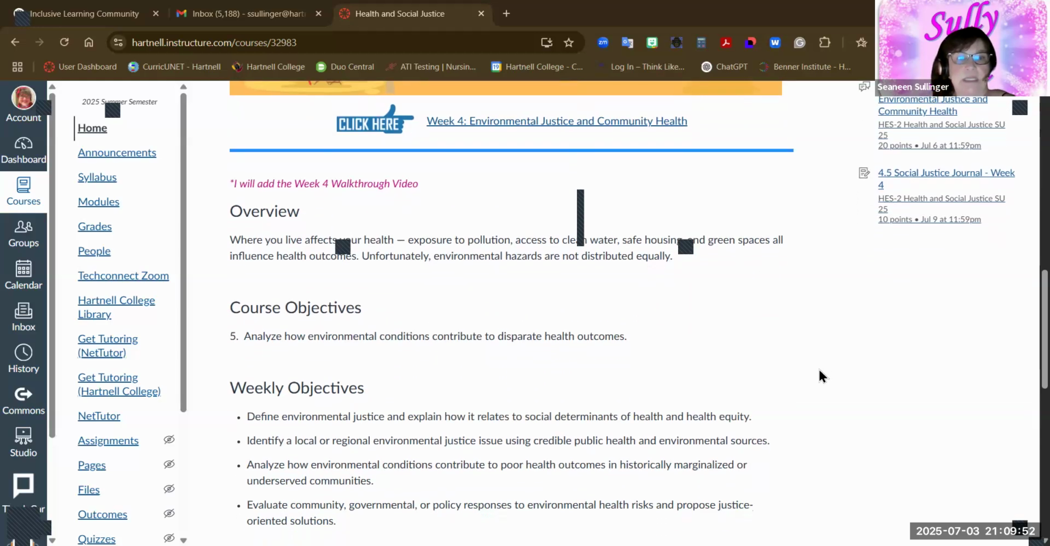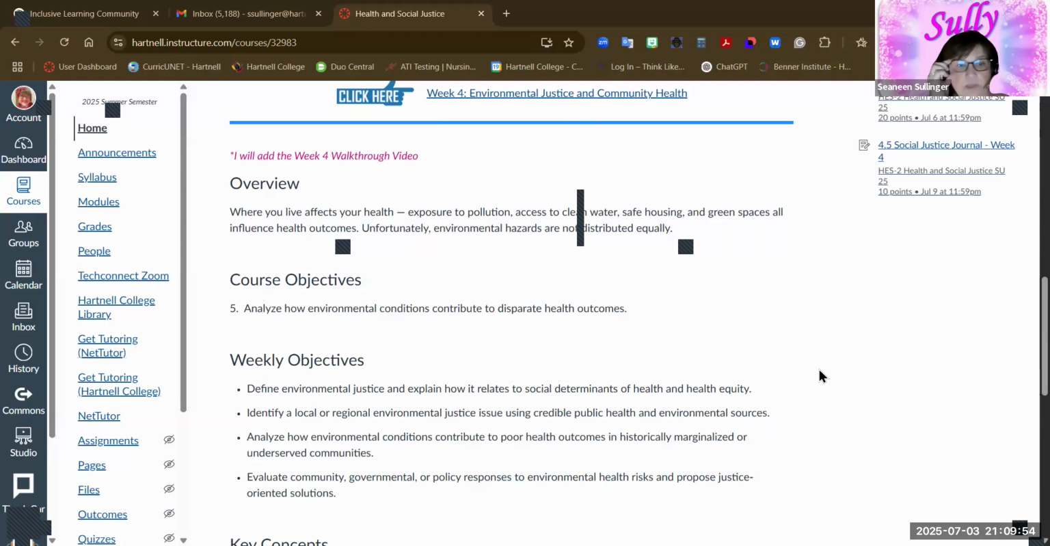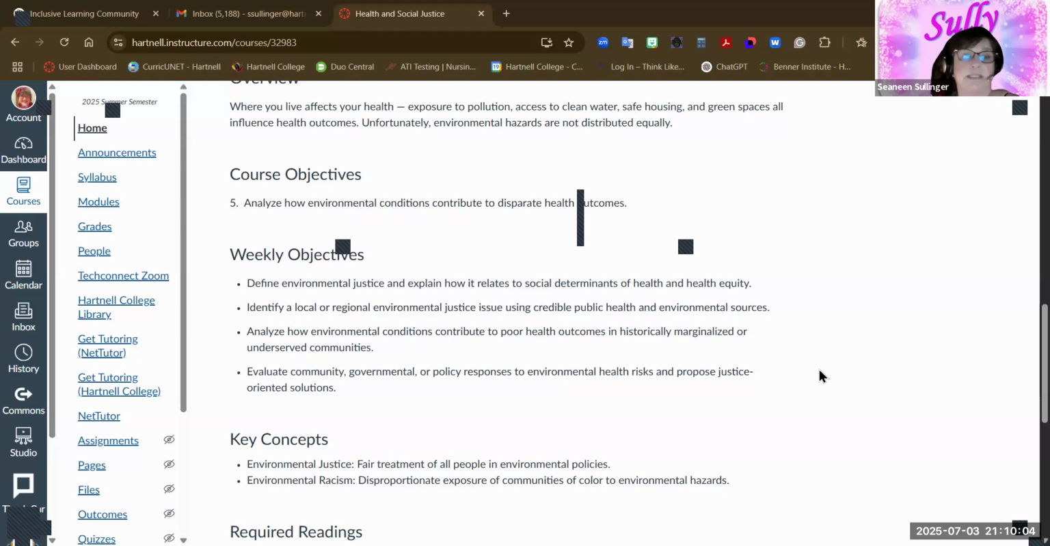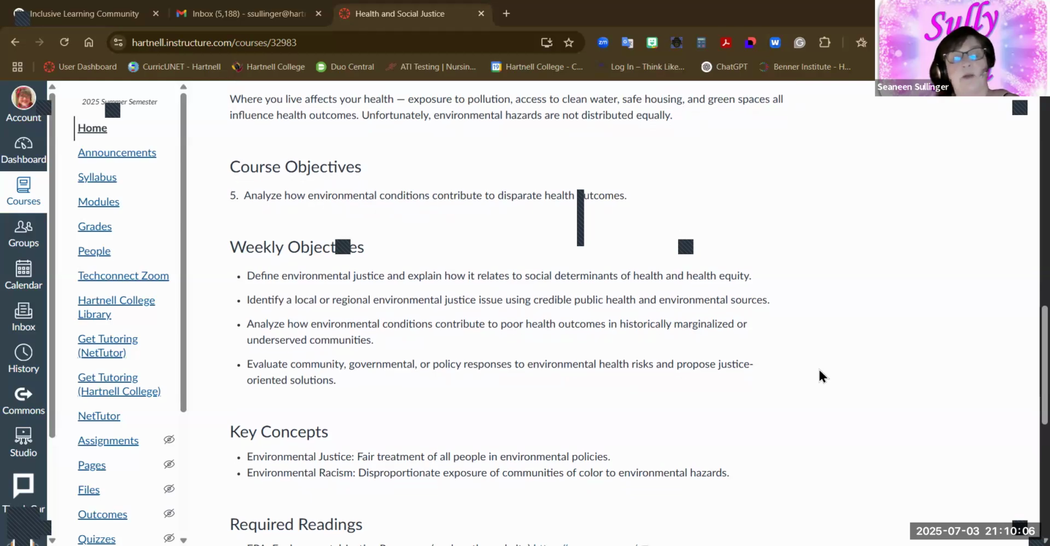This week's lesson relates to course objective number 5: analyze how environmental conditions contribute to disparate health outcomes, different health outcomes. The weekly objectives for this lesson are to define environmental justice, explain how it relates to social determinants of health and health equity, and identify a local or regional environmental justice issue using credible public health and environmental sources, which you've been learning about. There's a lot going on in our region, and there are examples in the lesson as well.